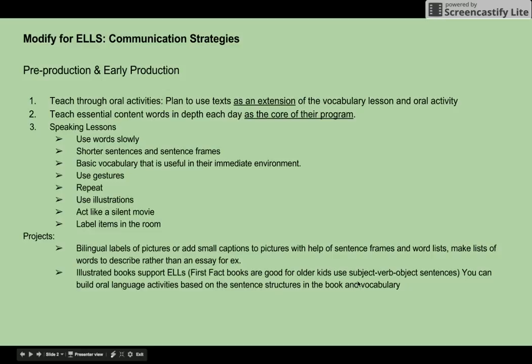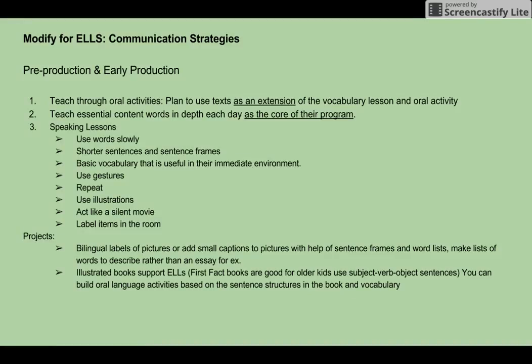Illustrated books for English language learners are first fact books because they're very simple in their writing style. And you can build oral language activities based on these structures. You talk about the vocabulary and use some of the sentences in the pictures.